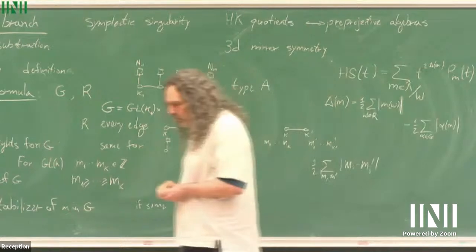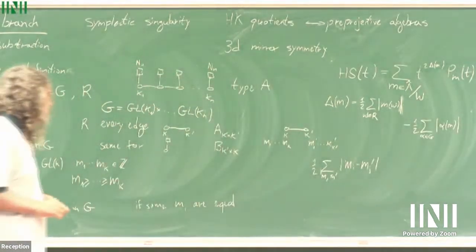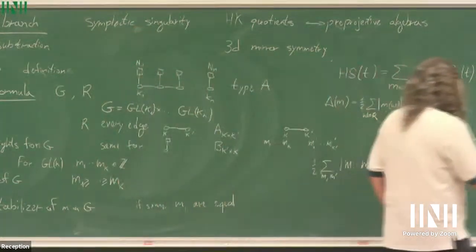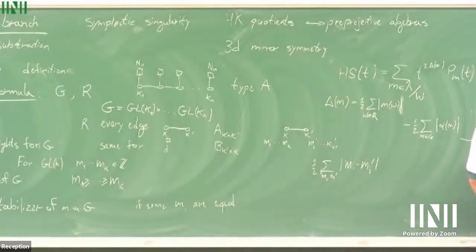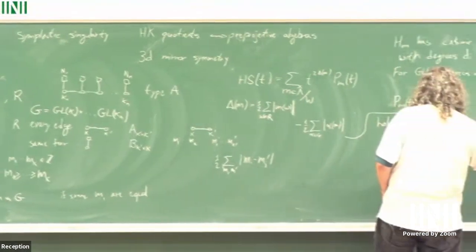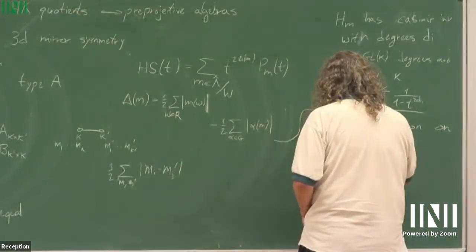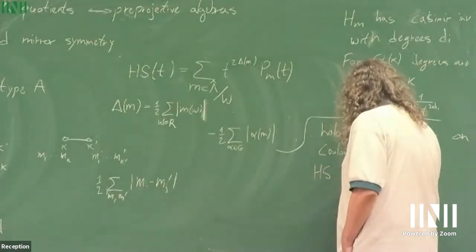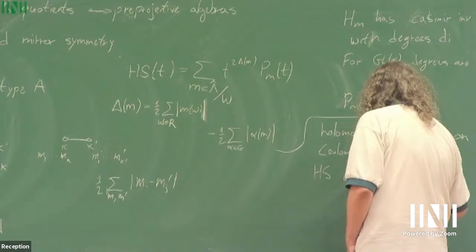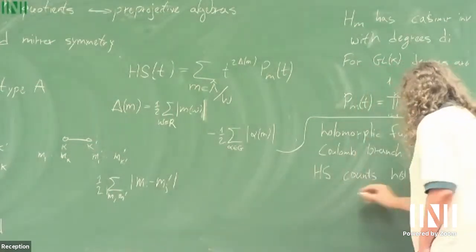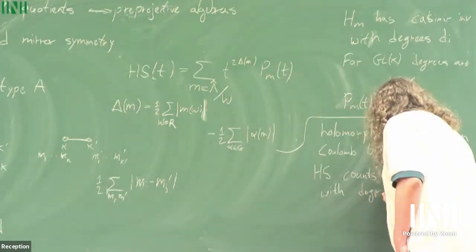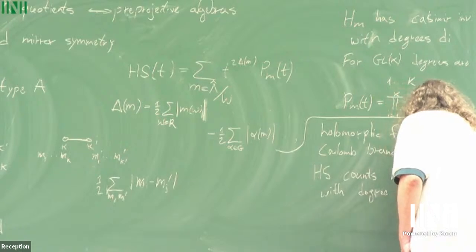Okay, so now we have the formula, and I need to tell you what is the Hilbert series. Since the Coulomb branch is a symplectic singularity, it has holomorphic functions. And what the Hilbert series does, the Hilbert series counts the degree of t.